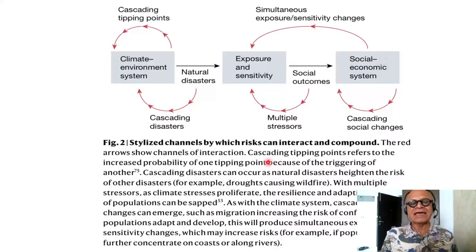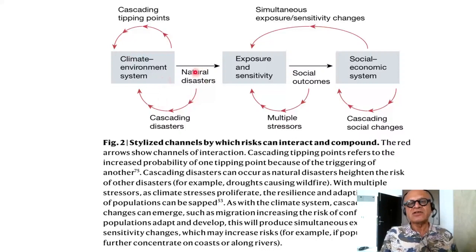But you can then look at stylized channels by which risks can interact and compound. So we have the climate environment system, which is, let's say, represented by the Earth system models, which have their own internal feedbacks like cascading tipping points. So if Arctic ice melts in a couple of decades, for example, the Atlantic meridional overturning circulation will be affected, the jet stream and the weather in the mid latitudes all the way down into the monsoon regions will be affected, and then they will affect other feedbacks like biodiversity loss, vegetation loss, agricultural crop yield loss, and so on.